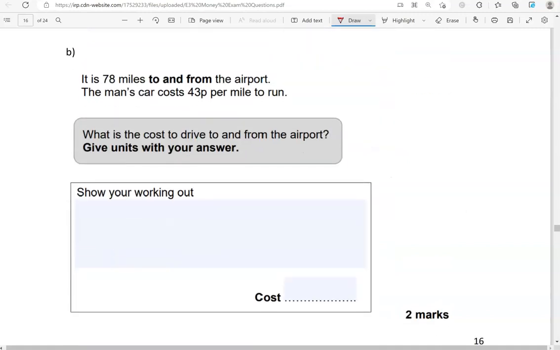It is 78 miles to and from the airport. The man's car costs 43p per mile to run. What is the cost to drive to and from the airport? Give units with your answer.